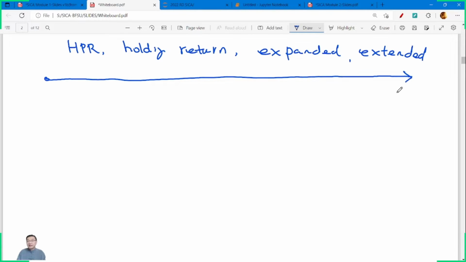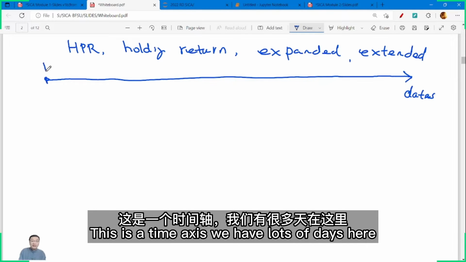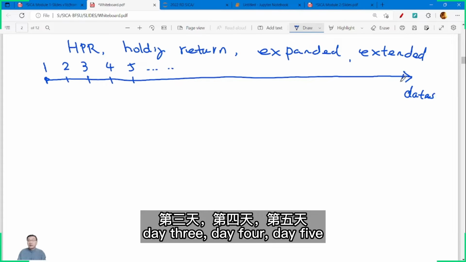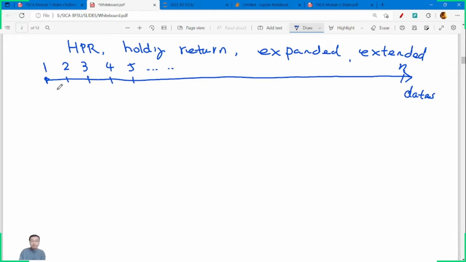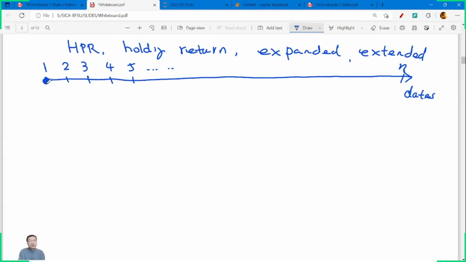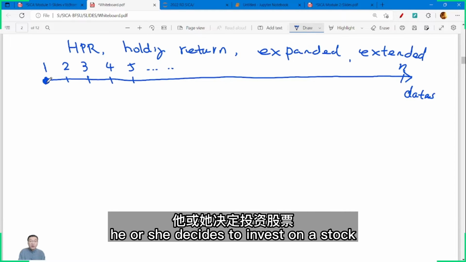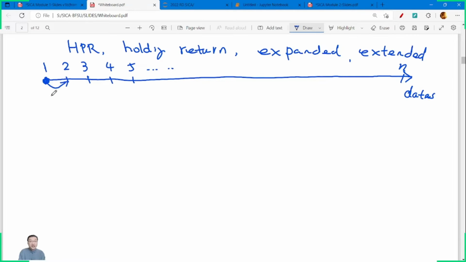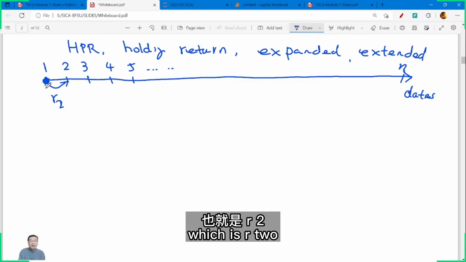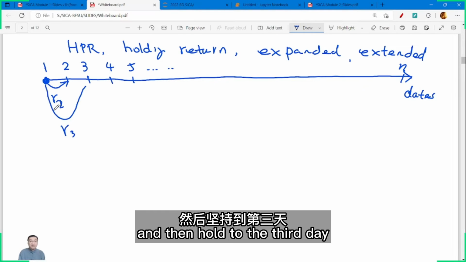This is a time axis. We have lots of days here. This is day 1, day 2, day 3, day 4, day 5, and we have day N. Suppose an investor at day 1 decides to invest in a stock. When he holds the stock till day 2, he will have a return, which is R2, and then holding to the 3rd day, he will have another return called R3.